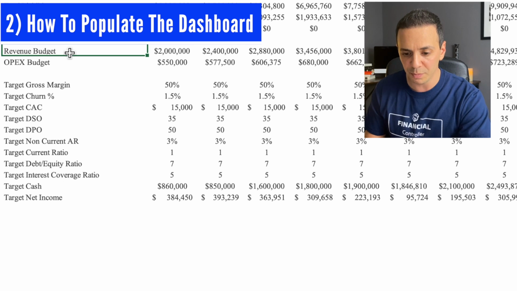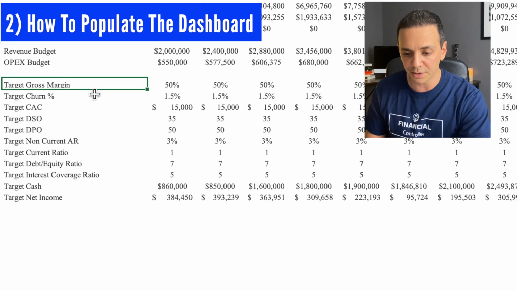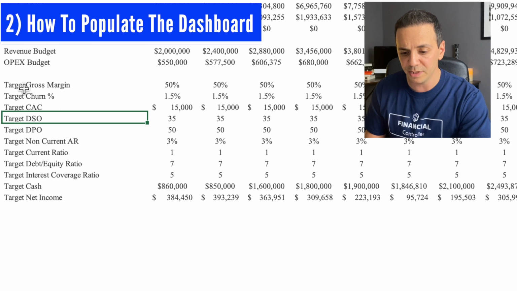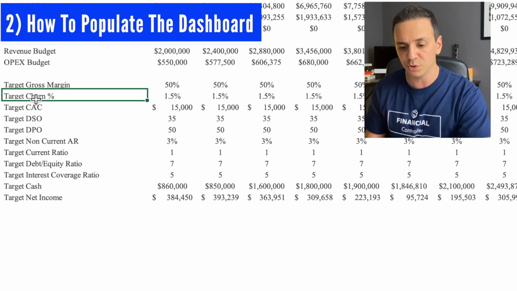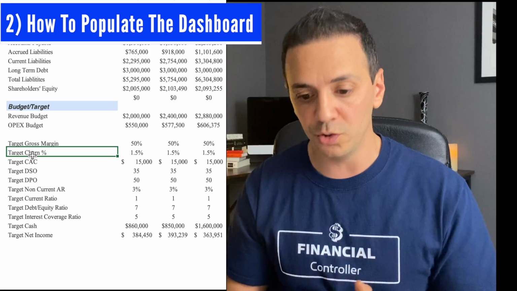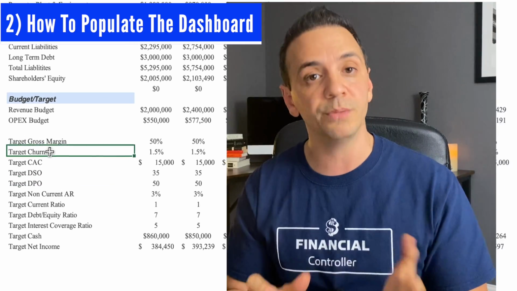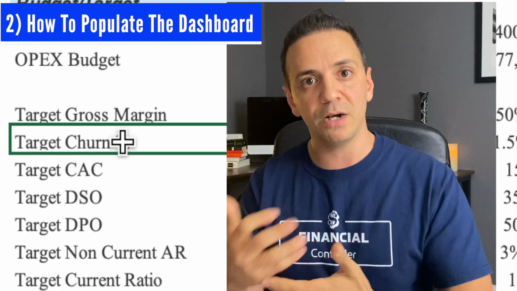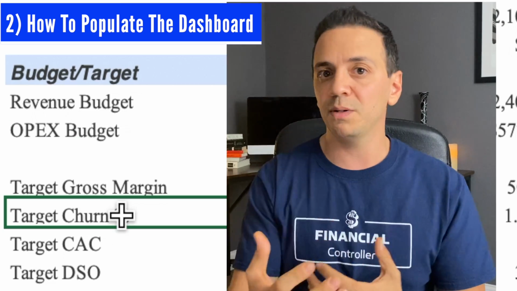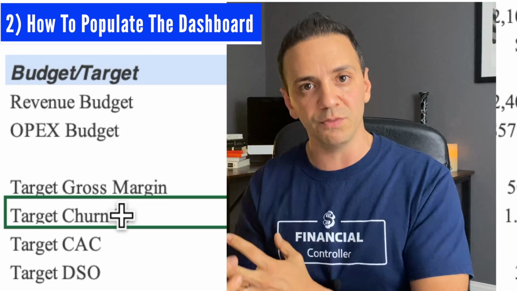So I have here revenue budget, operating expenses budget, and then I set up my targets for the rest of the KPIs. And basically, these targets are something that you can decide with your team. You need to have a sit down with your team and come up with what you want to be your, for example, target churn percentage. Churn is the amount of customers or revenue that you lost when you lose customers. You want to come up with a percentage that is acceptable for you and your company.